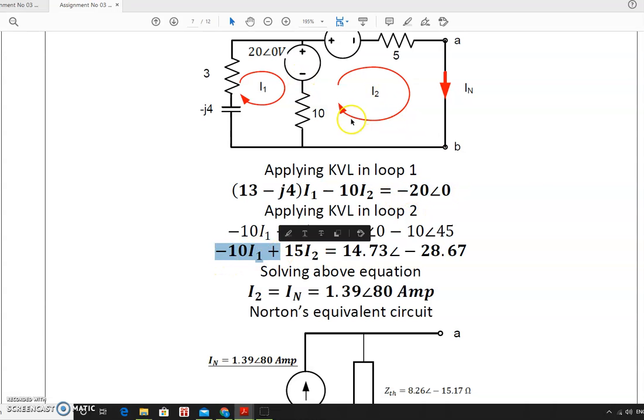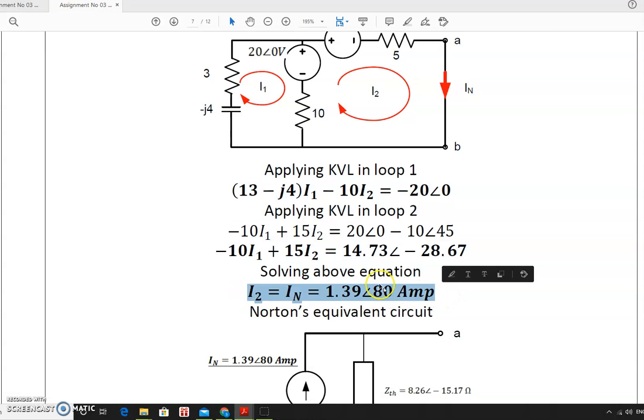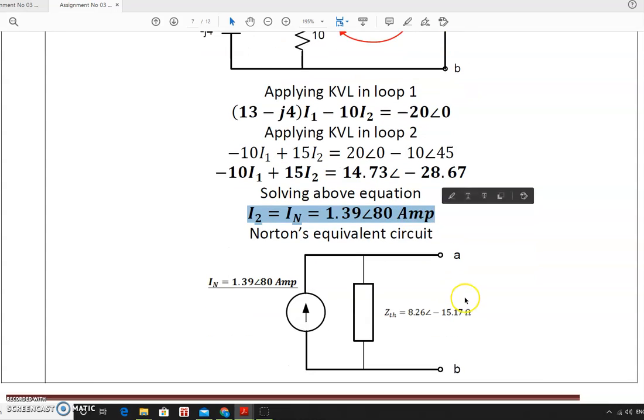Similarly, in the second equation, I1 and I2 in opposite direction. So it is a minus 10 I1. 10 plus 5, 15 I2 is equal to, this arrow is indicating plus, so plus 20 minus, because this is indicating minus, so minus 10 rectangle. So after solving these two equations, I am getting the current I2, that is the Norton's equivalent current, is equal to 1.39 at an angle of 80 degree ampere.